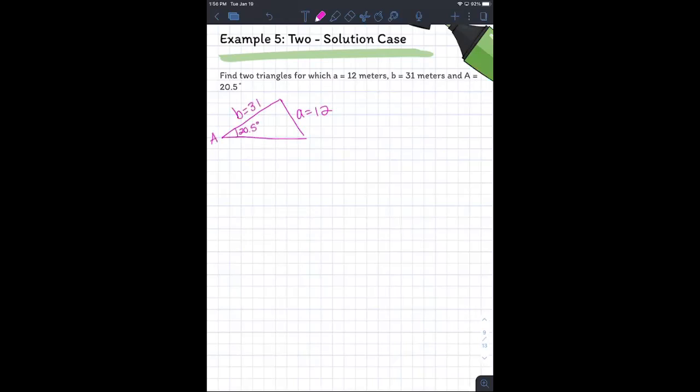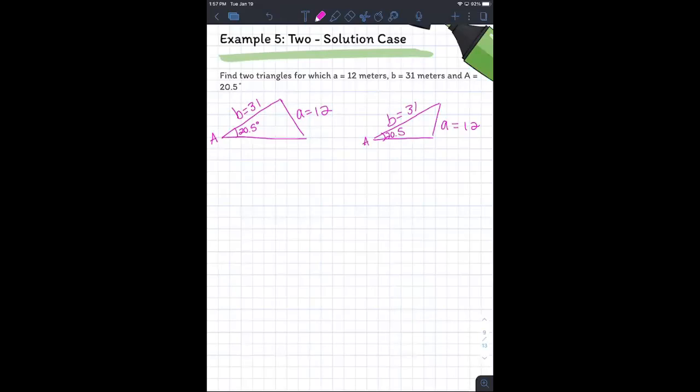That's one possible triangle. The other possible triangle looks very similar to that. I drew it wrong. Hold on. There we go. So now A equals 12, B equals 31, and angle A still equals 20.5. So notice that that third side is just either going out or it's going in. That's really the only difference.